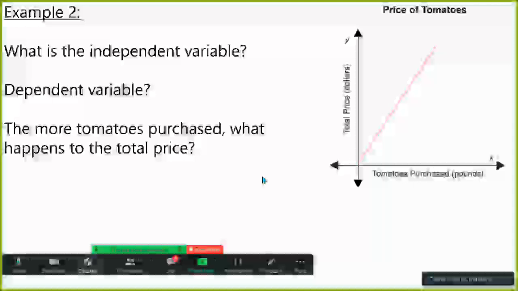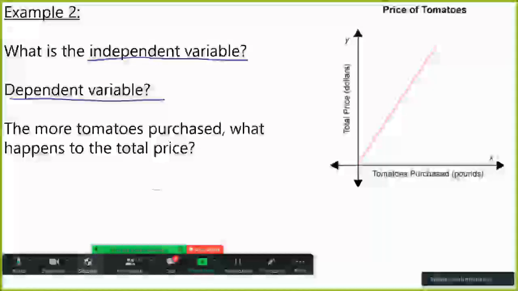And here we're being given a graph. A couple questions on the left. I want to identify what is the independent variable, what is the dependent variable, and then this analysis question. The more tomatoes purchased, what happens to the total price? So let's check out our graph and see if we can figure these out. So it's already been graphed for us. We have tomatoes purchased along the bottom. We have total price going vertically. And then we see a red line that's modeling that relationship, that relation between the purchase and the price.